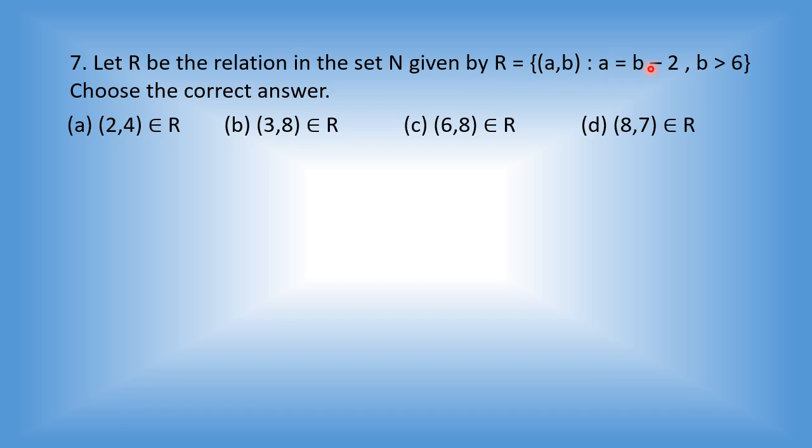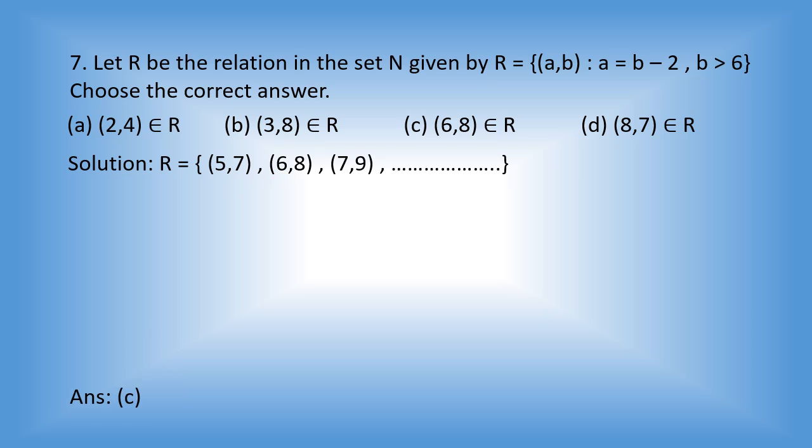So if B is 7, the value of A is equal to 7 minus 2, that is 5. So the first ordered pair is 5, 7. Clearly the second ordered pair is 6, 8. The third ordered pair is 7, 9. It continues. So here itself you can observe there are 4 options. The first one is not there, the second one is not there. So clearly the third one will be the answer here. So the answer will be option C, ordered pair 6, 8 belongs to relation R.